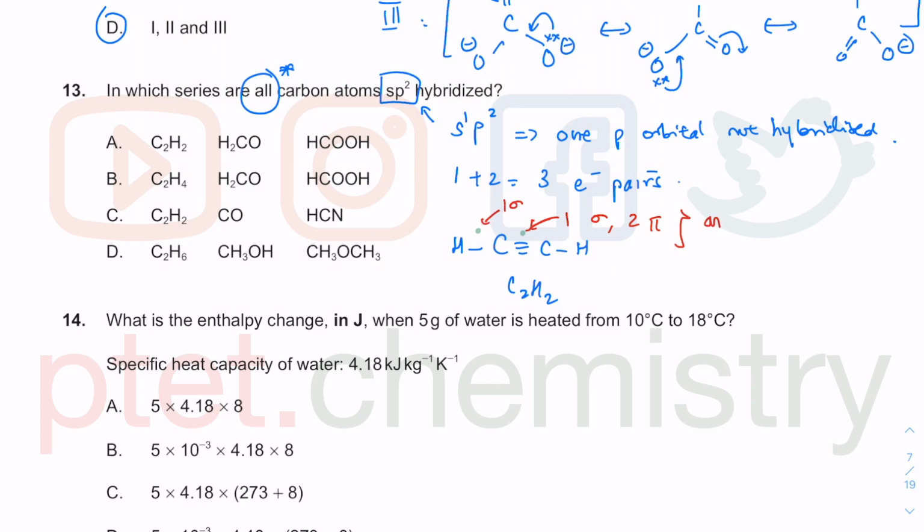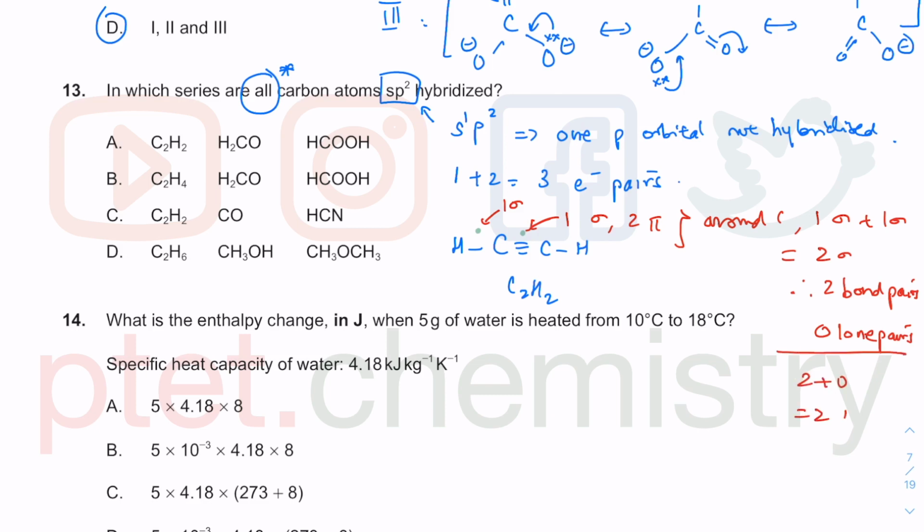So we look at around carbon. We have 1 sigma plus 1 sigma, that is 2 sigma, therefore 2 bond pairs. You also have 0 lone pairs because carbon has 4 outer shell electrons. It forms 1, 2, 3, and 4. Okay, it uses all 4 valence electrons for forming covalent bonds, so it's got no lone pair at all. 2 plus 0 is 2 electron pairs. What you want is 3 electron pairs in order to have sp2 hybridization. C2H2 is not what we're looking for. And having said that, A and C are out.